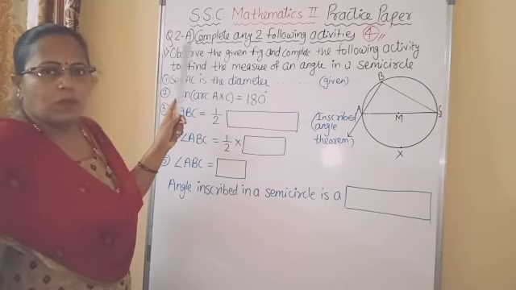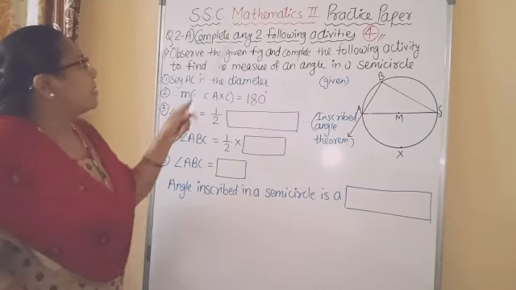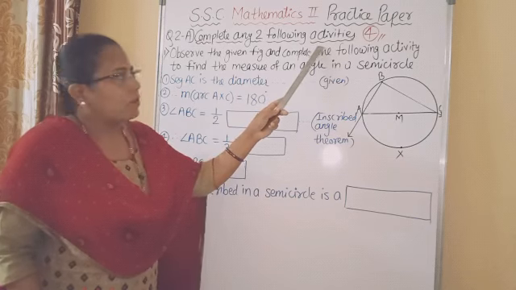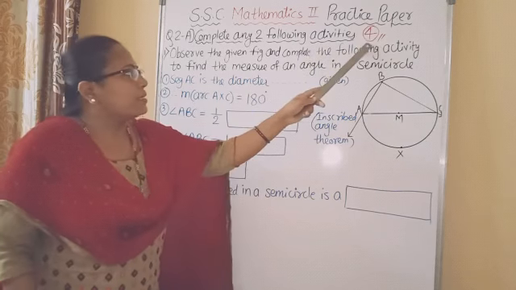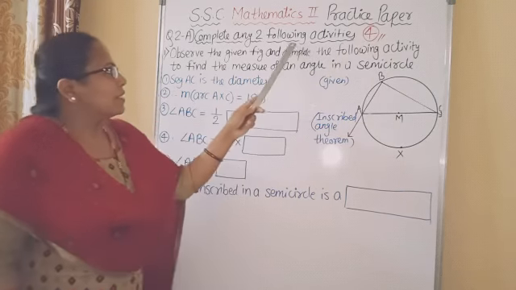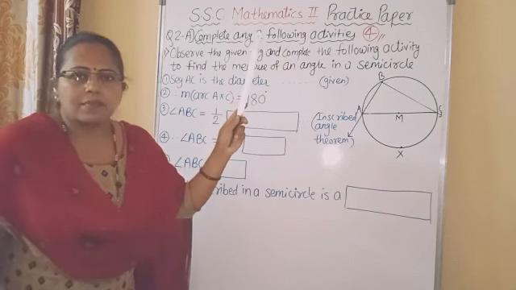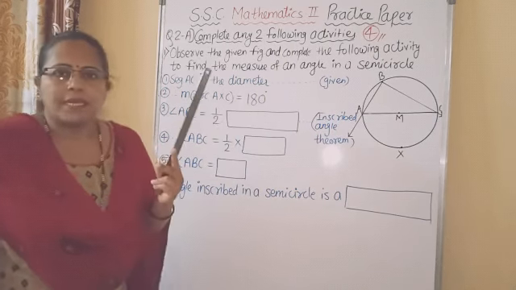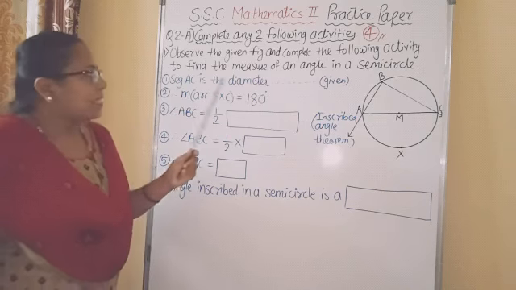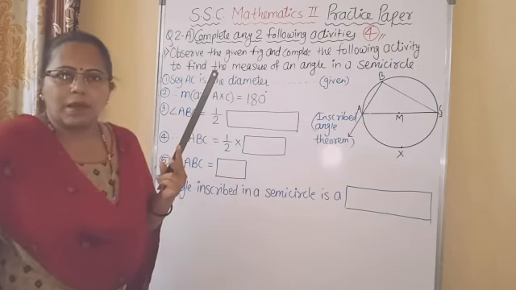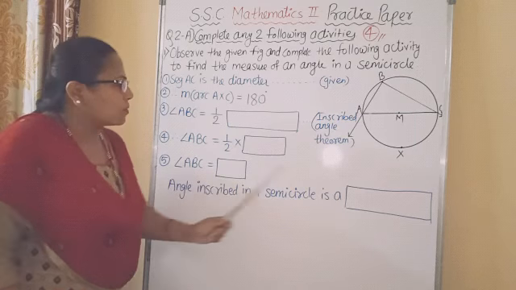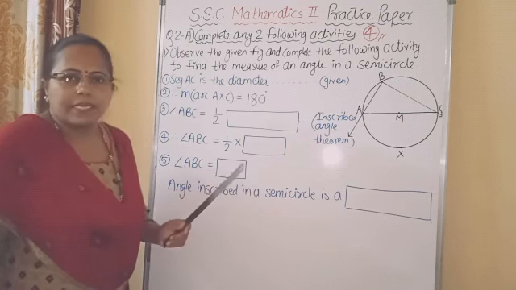Question number 2A. Complete any two of the following activities. Okay, and this question carries 4 marks. In this question, as you know, there are 3 activities. Out of those 3 activities, you have to complete any 2 activities. Each activity carries 2 marks. And you can see that in each activity, you will have 4 boxes to complete it.